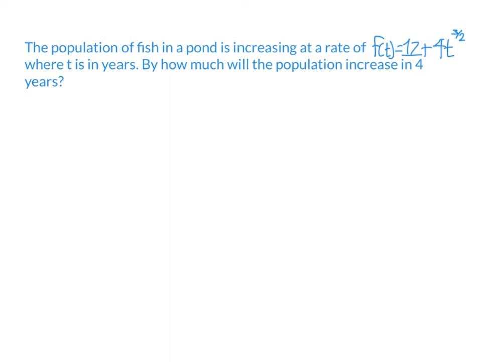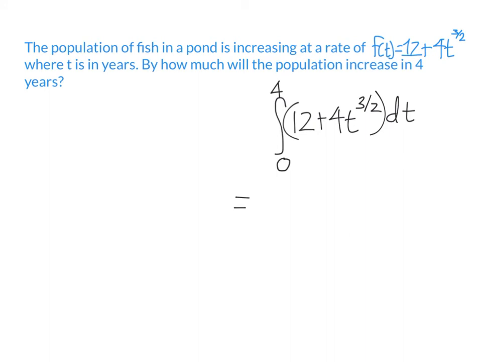That's what total change means. You know, if the population was 6 and it's gone up to 20, the total change in population is 14. That's what we're being asked about. So the total change is the integral of the rate of change. So we're going to integrate 12 plus 4t to the power of 3 over 2. So of course we're integrating again with respect to t. Now if we want to find the change in population over 4 years, we're starting at 0 years and going to 4 years. So all we need to do is evaluate this integral here.